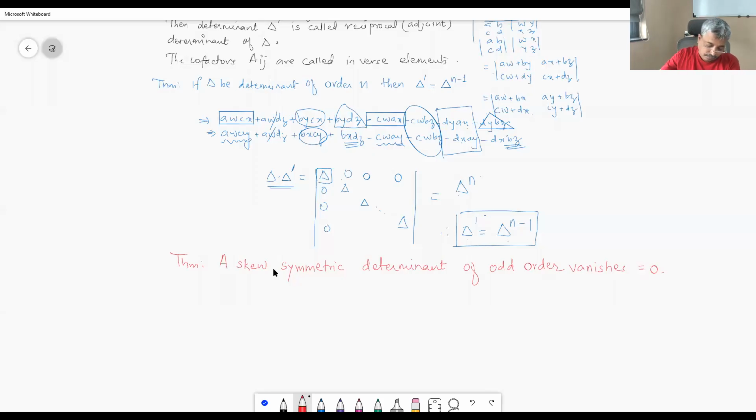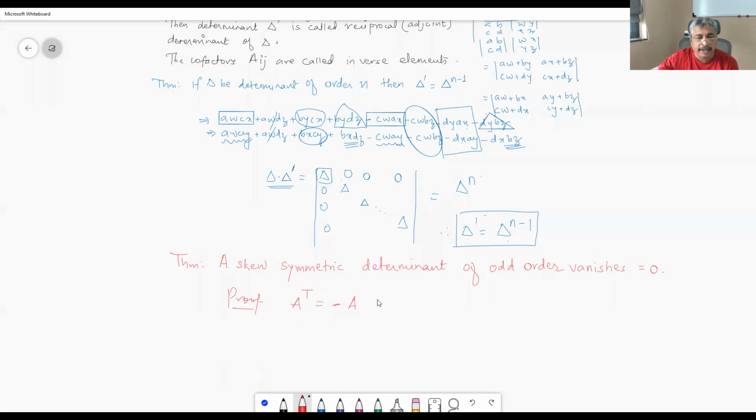If A is skew symmetric, then A transpose is equal to opposite of A. This is as far as matrix is concerned.